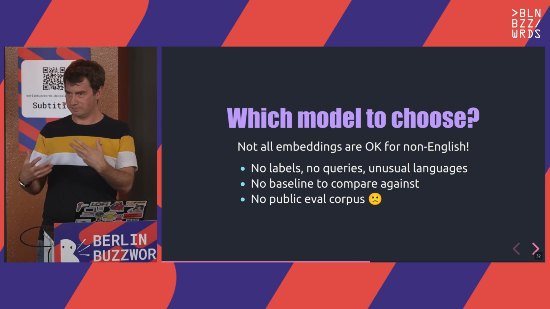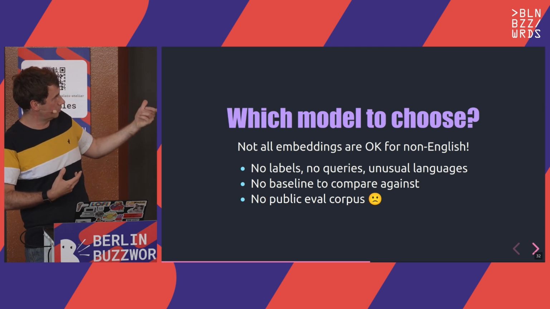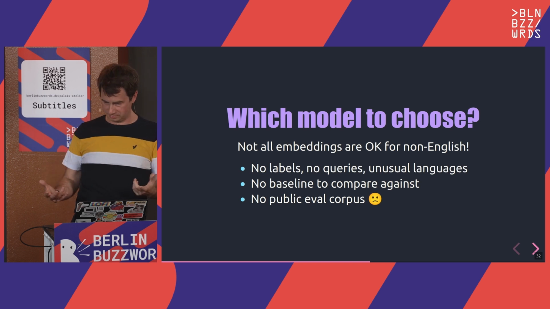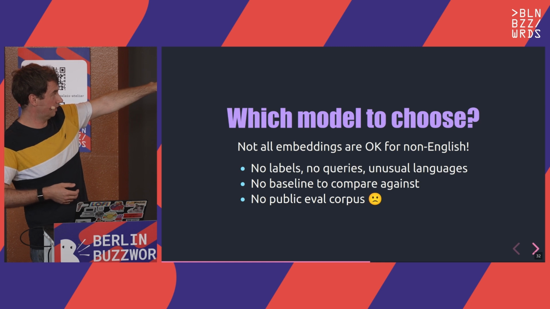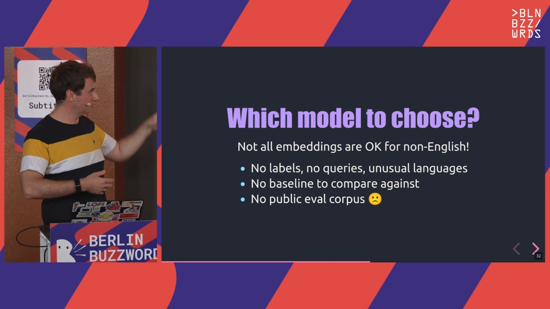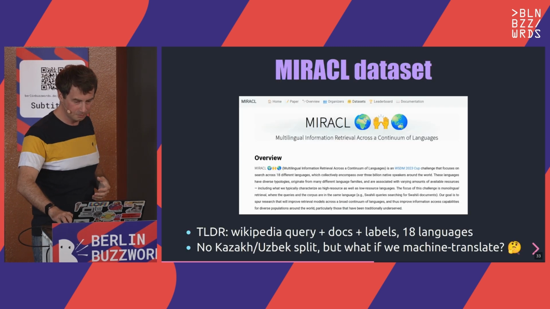And as we're using a very specific set of languages, it's also a question which model to choose, because not all models are the same if you are not an English speaker. We don't have baseline queries, the languages are unusual, and there's no public evaluation corpus in these languages. How can you choose an embedding model? Just go to the MTEB leaderboard and pick the first one. That's what you usually do.